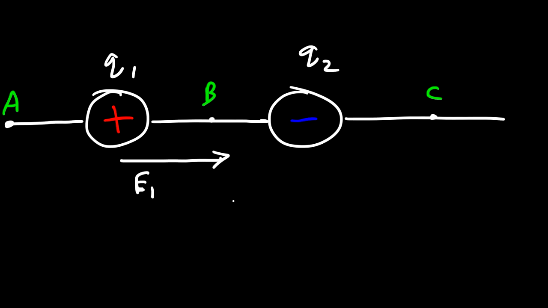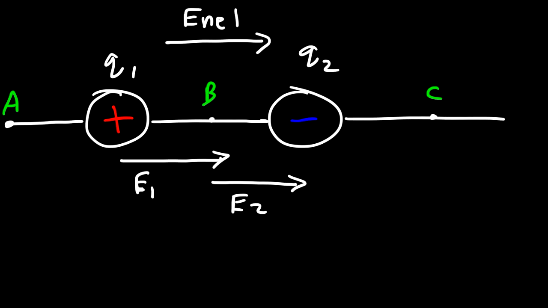Now, to draw the electric field vector created by Q2 at point B, remember, from a negative charge, the electric field created by it has to go towards the negative charge. So E2 will be a vector starting from point B, drawn to the negative charge. So it will be in this direction. So at point B, the net electric field will be directed east because it's the sum of these two vectors.